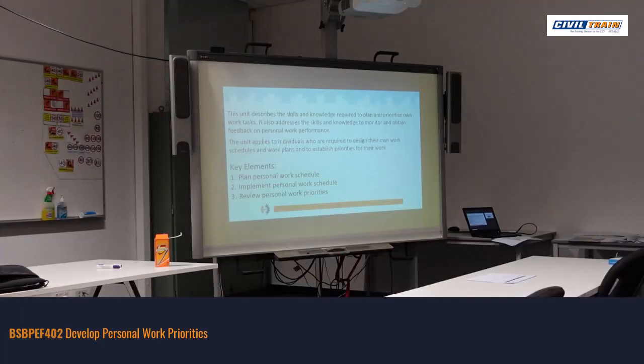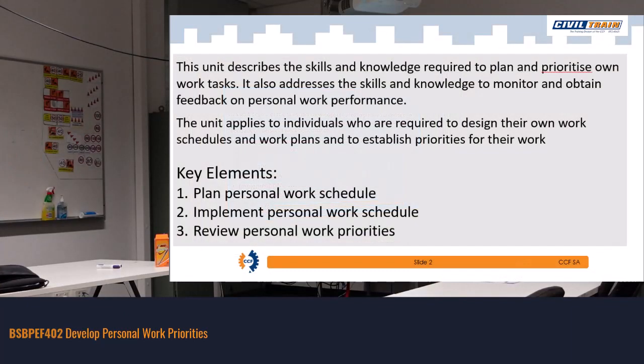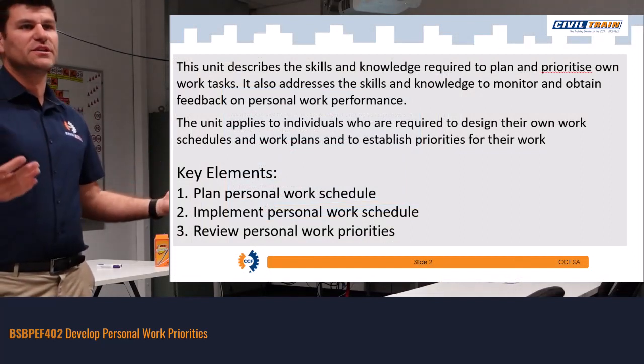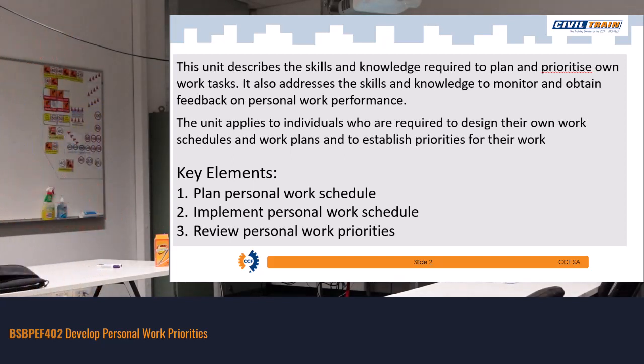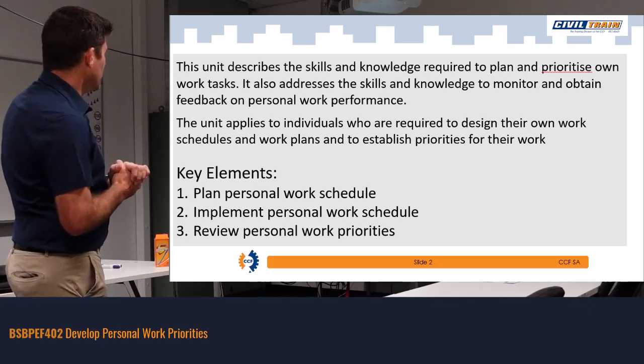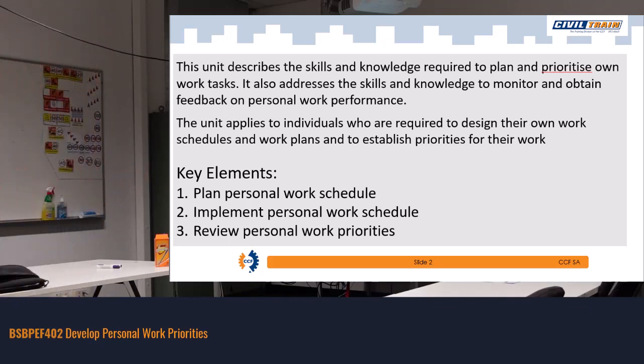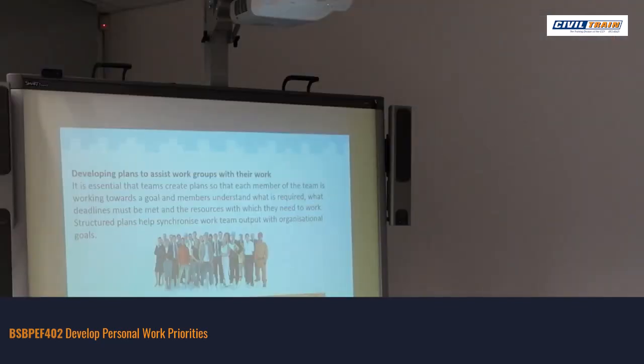So the unit describes the skills and knowledge required to plan and prioritise own work tasks. As I said, with the roles that you're currently in, you're probably doing this all the time out there. It also addresses the skills and knowledge to monitor and obtain feedback on personal work performance. The unit applies to individuals who are required to design their own work schedules and work plans and establish priorities for their work. So the key elements are plan personal work schedule, implement personal work schedule, and review personal work priorities.